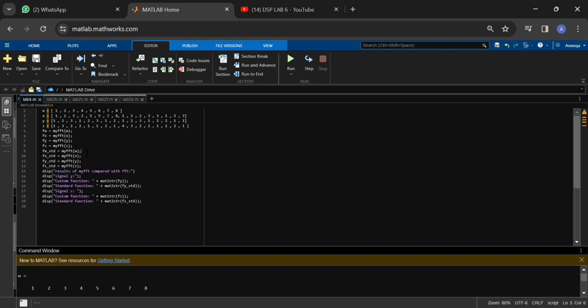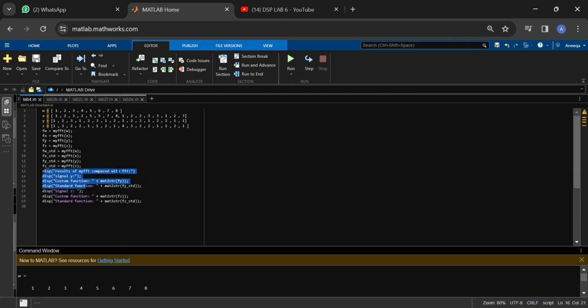After that we have used FWSTD. Here STD stands for the standard function, and its FFT is given to us. As we have to compare the results of the standard FFT, we have given the basic titles and we have displayed our signals by using the DISP function.